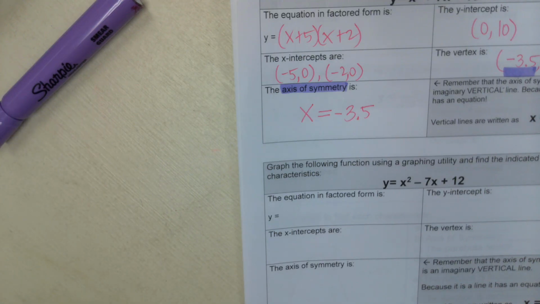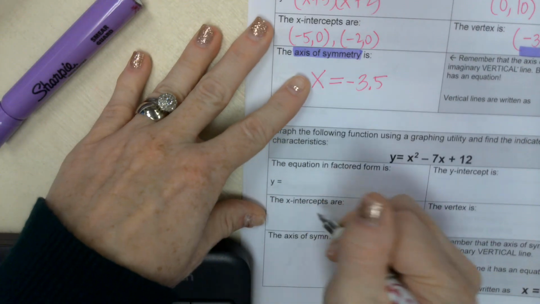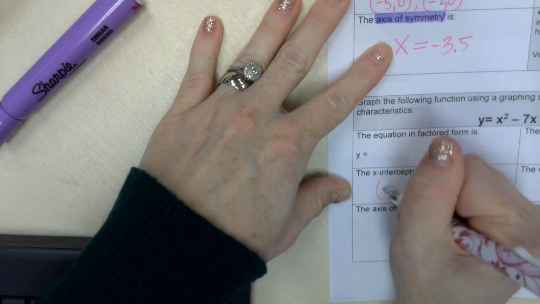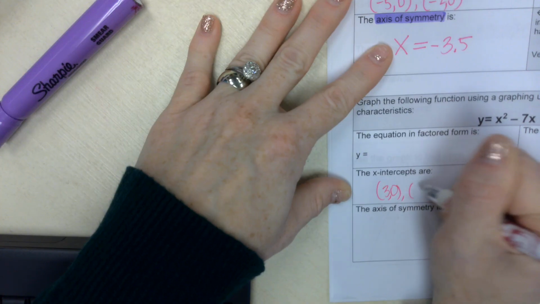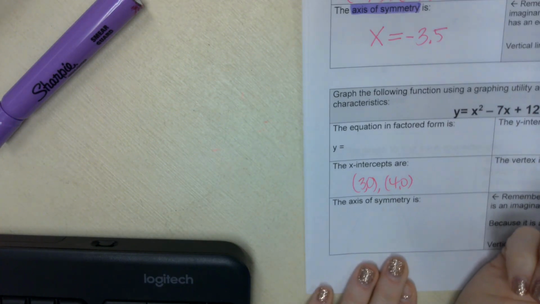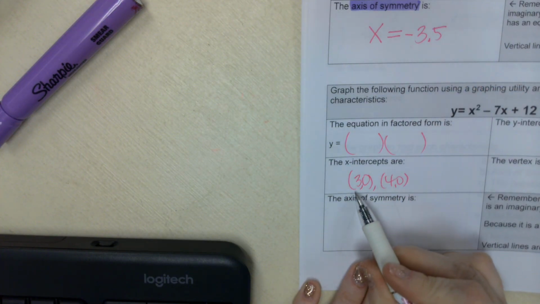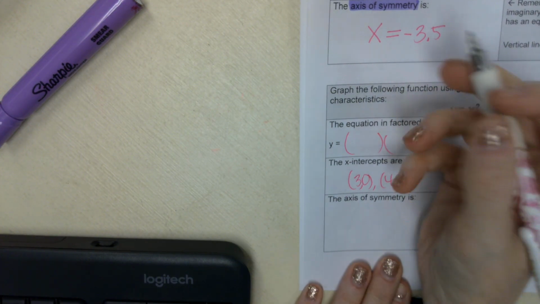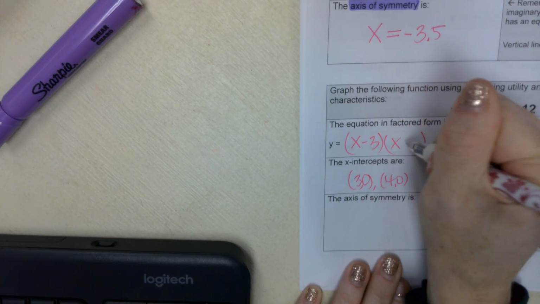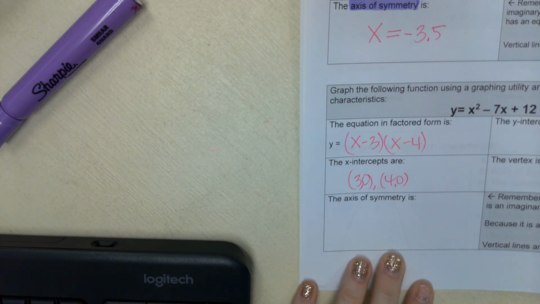I'm going to go change my equation up. I've got a negative 7, and I'm going to change this to a plus 12. Okay? I've got two x-intercepts right here. Those two x-intercepts are 3, 0, comma, 4, 0. Now, when I am working on factoring that, remember, my x-intercepts come from the opposite. So it factors into x minus 3 and x minus 4. You can work backwards if you want to.